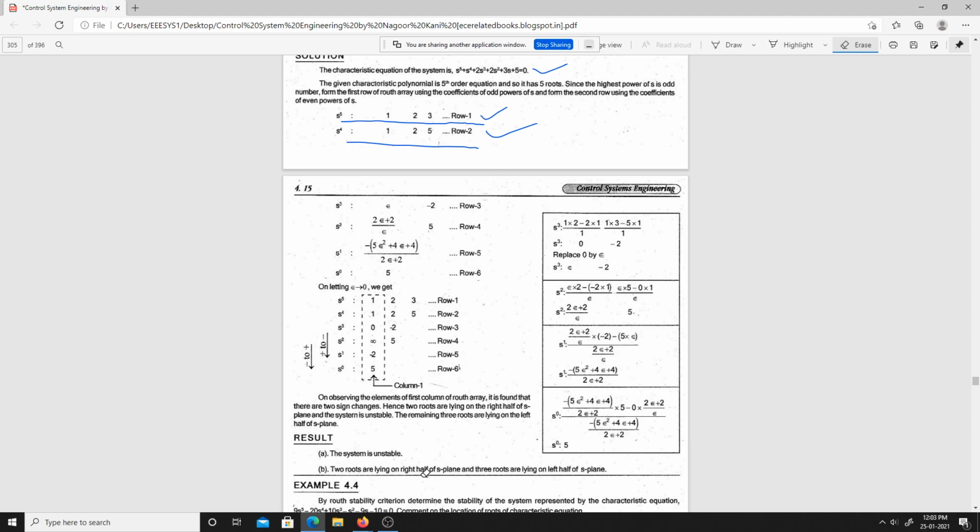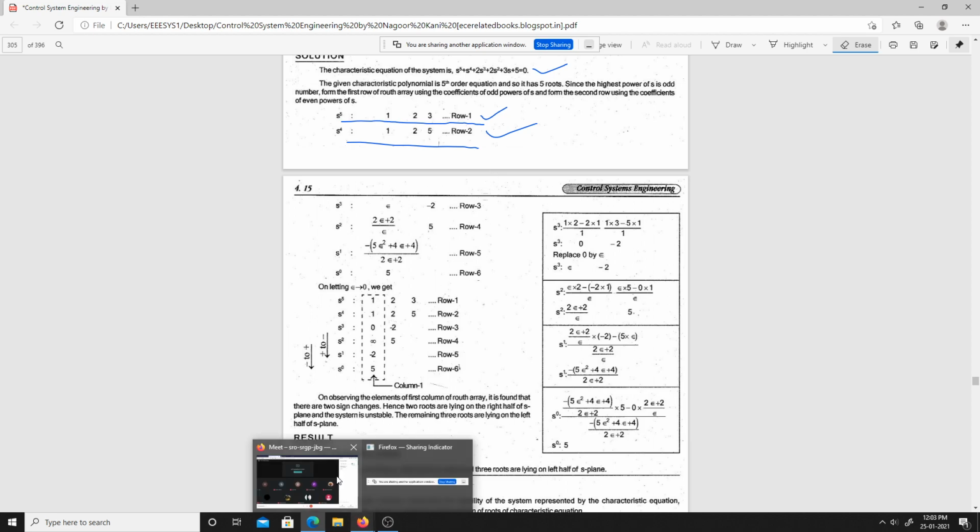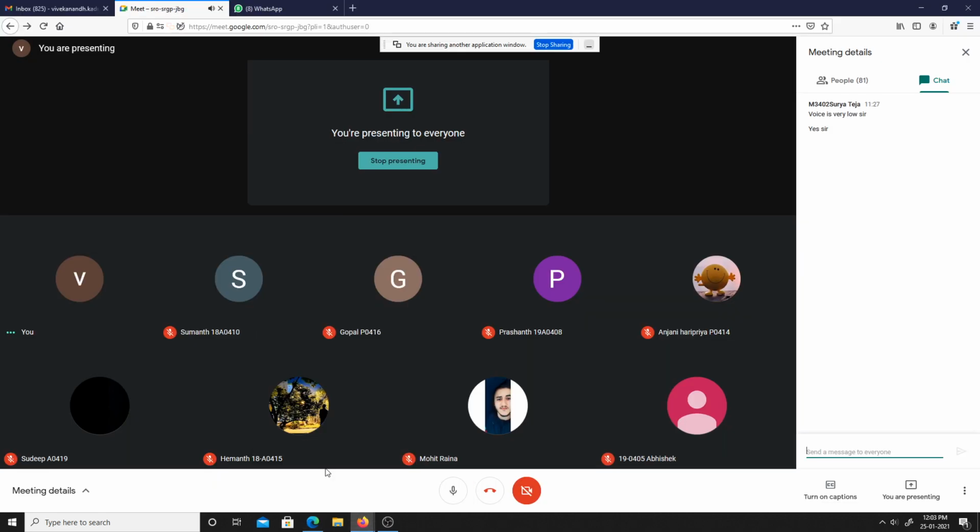I hope the three cases are clear for you, and in the next class we'll discuss some other example problems. For now I will stop here. Only three cases are there, not more. First case is a normal Routh array. We do not face any difficulty in the first case.